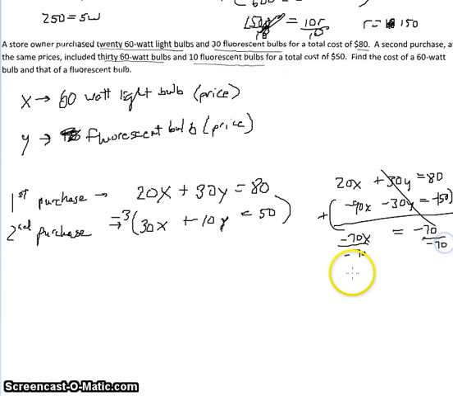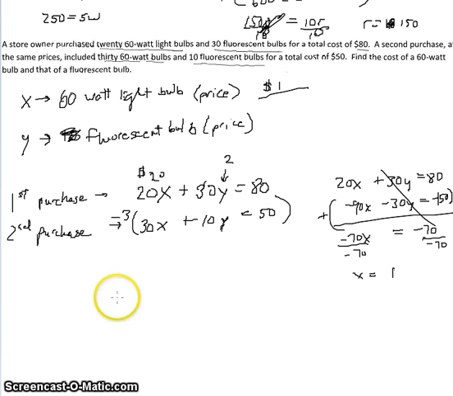Dividing by negative 70 gives me the price of one bulb for a 60-watt bulb, and that is $1. It's $1 for a 60-watt bulb. So if it costs $1 for a 60-watt bulb, that means you spent in the first purchase $20. That means you have $60 left to spend for the entire 80. And if you bought 30 of them, if you plug this in, y is going to have to be 2.